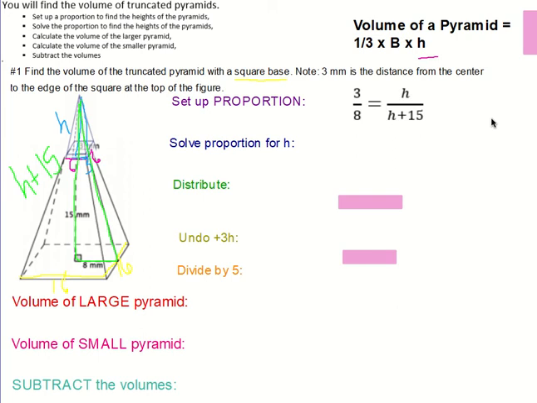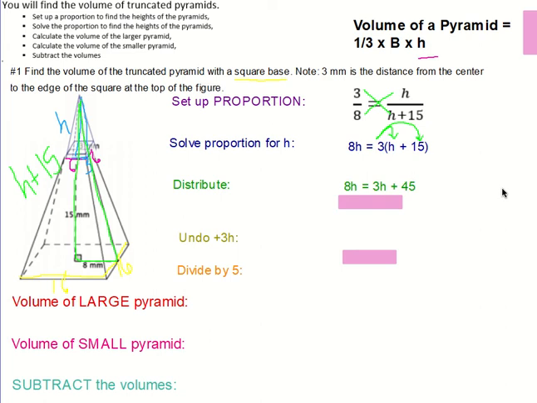So from here I just have a proportion. I need to solve it. So I'm going to cross multiply H times 8 and then 3 times the quantity H plus 15. And I get the following. Now I have to distribute because I have parentheses on the right hand side. So I'm going to take 3 times H and 3 times 15. 3 times 15 is 45. So I get the following when I distribute to remove those parentheses. 8H equals 3H plus 45.